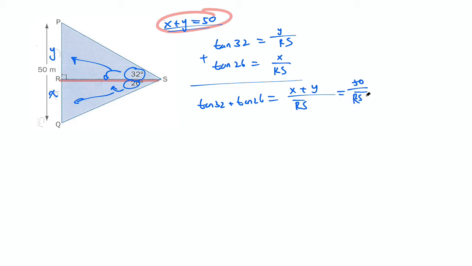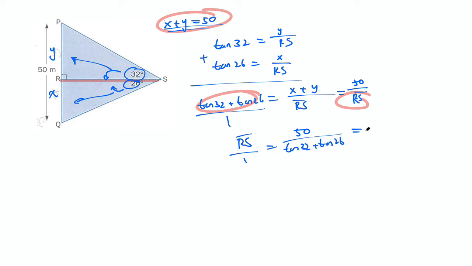So now all we have to do is isolate for RS. If we cross multiply, switching this with this, I get RS over 1 is equal to 50 over tan 32 plus tan 26. So plugging this into your calculator, you'll get approximately 45 meters.